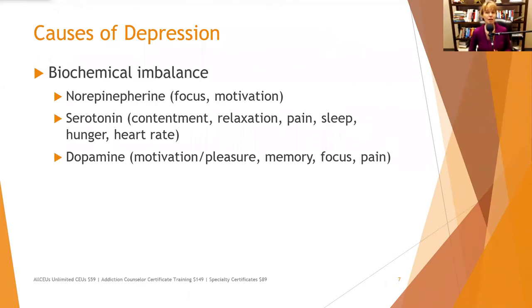Norepinephrine is responsible for focus and motivation. Serotonin is your big hitter. It's responsible for feelings of contentment and relaxation, pain. It helps you sleep because melatonin is made from serotonin. It helps you regulate your hunger and your heart rate. So there's a lot with serotonin. And if that gets out of whack, you can have anxiety, you can have depression, you can feel lethargic, a whole bunch of stuff. And dopamine, we know, is our pleasure neurochemical.